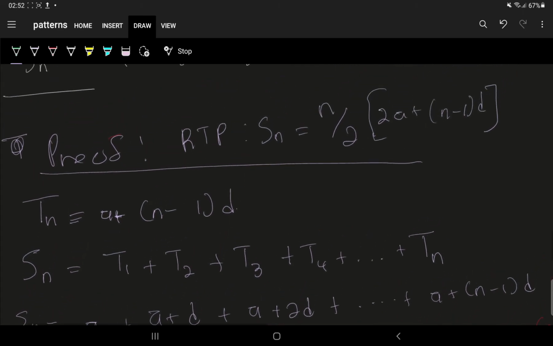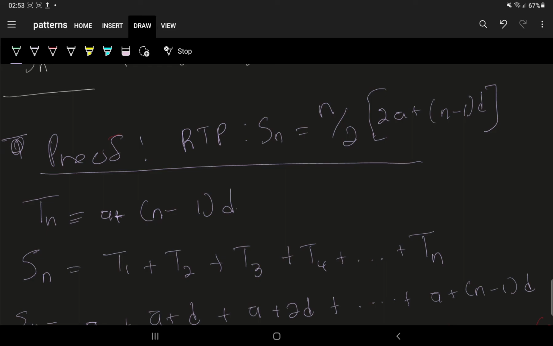So we are going to prove the formula that we use in a series, and we know that arithmetic series and geometric series are quite two different things. So now we are focusing on arithmetic series. We need to prove this formula for arithmetic series, which goes as follows: Sn equals n divided by 2 into 2a plus n minus 1 multiplied by d.